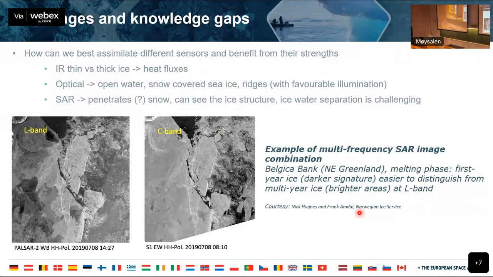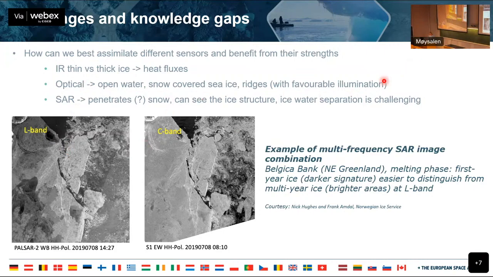So for knowledge gaps, how can we actually best assimilate different sensors and how can we best benefit from their strengths? This is not a challenge to point towards the weaknesses of each of the sensors. It's actually trying to see how we can use the best of what we have. So for example, the infrared is very good if you want to separate thin versus thick ice. We can get heat fluxes from that. But how can we incorporate that together with SAR images? The optical images, when we have a favorable illumination, we can separate open water from the sea ice very accurately.